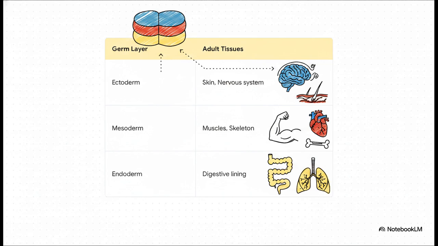In the middle is the mesoderm, which gives rise to your muscles, your skeleton, and your circulatory system. And on the inside, the endoderm forms the lining of your digestive and respiratory tracts. Every single complex organ you possess, your whole body, originates from one of these 3 specific distinct layers.